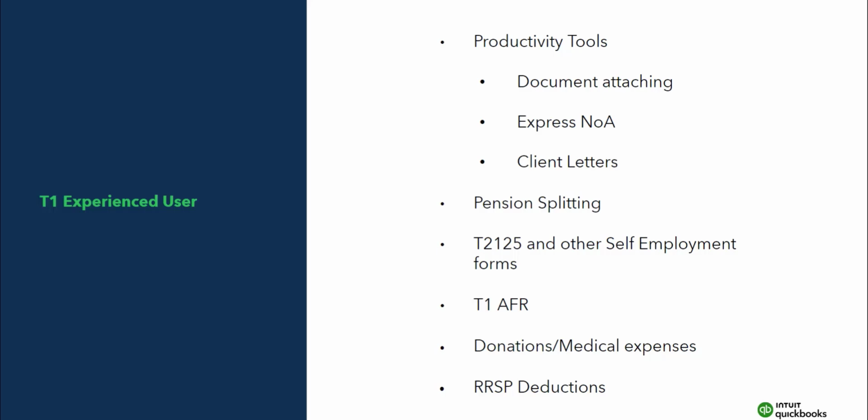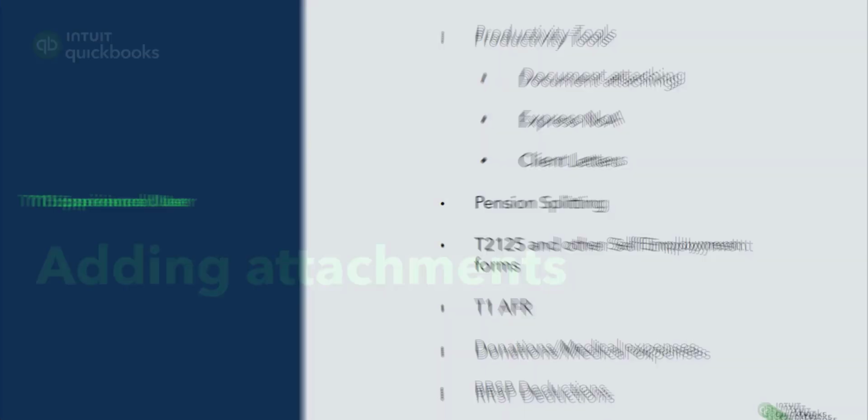I'm not going to get into too much detail on that. That's going to be saved more specifically for the self-employment specific webinar. But we're going to go over a little bit just so that everybody has a rough idea on what's going on with those returns and the forms for those returns. We're going to talk about T1 AFR. We're going to also talk about how to enter donations or medical expenses. And we're also going to go over RRSP deductions.